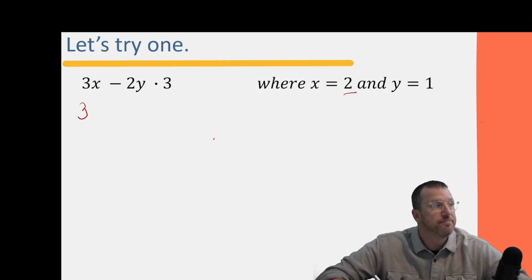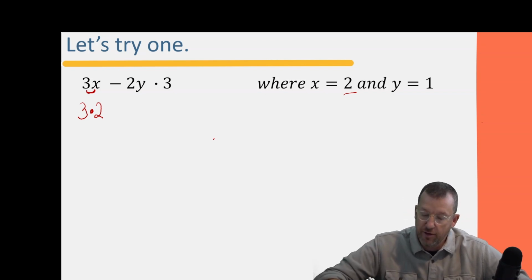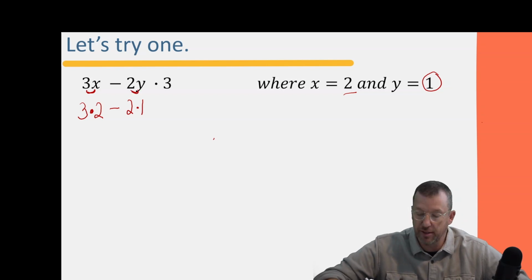We have 3. Remember, the x represents 2, but when we started, these guys were touching, which means they are multiplied together. So we have to put the multiplication symbol in there as we put our 2 in. And then we go ahead and write our minus, and we have 2, and the y is represented by 1. So we're going to go ahead and put the 1 there. And remember, it was multiplication here too as well, so we have to put that multiplication symbol in. And then we go and we write our 3.